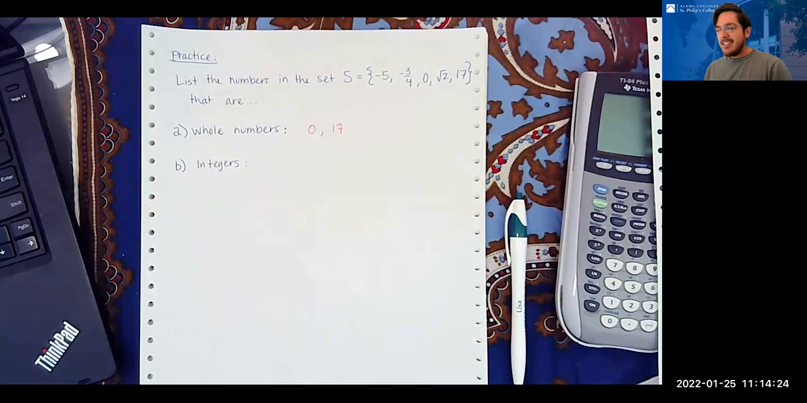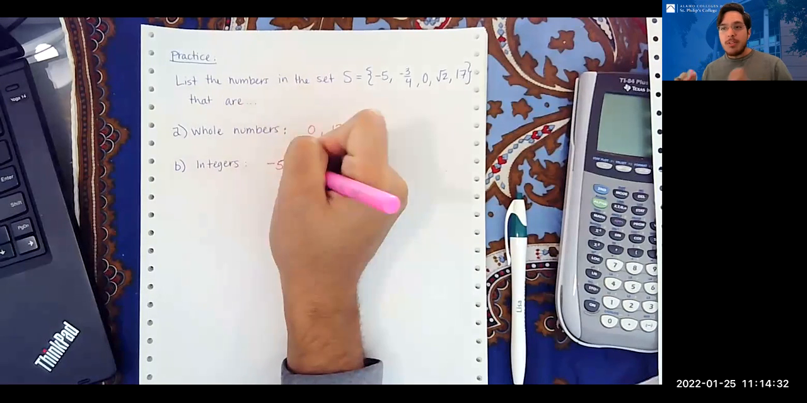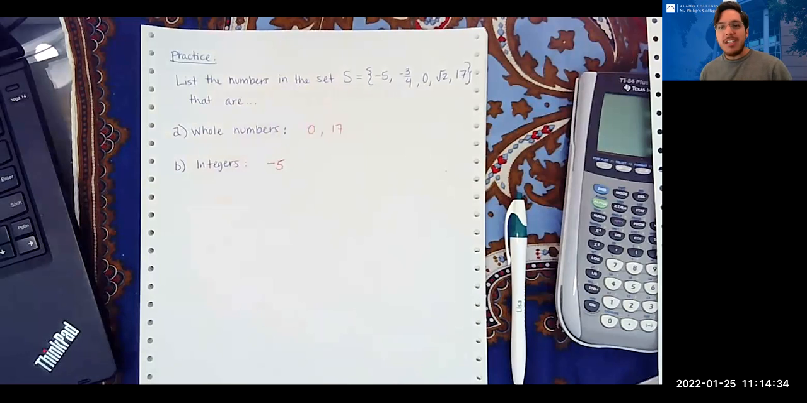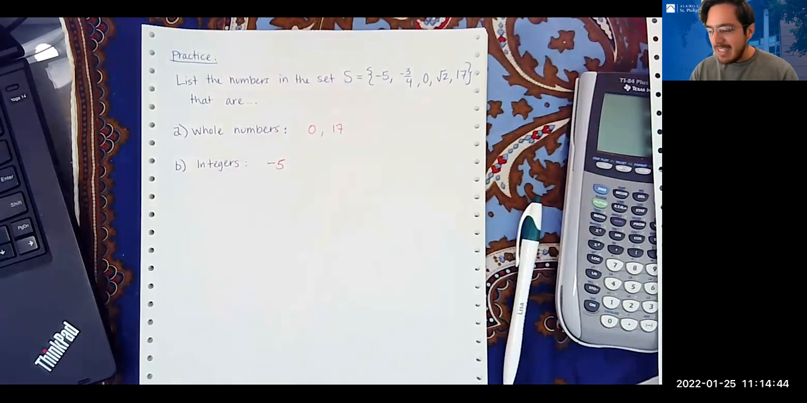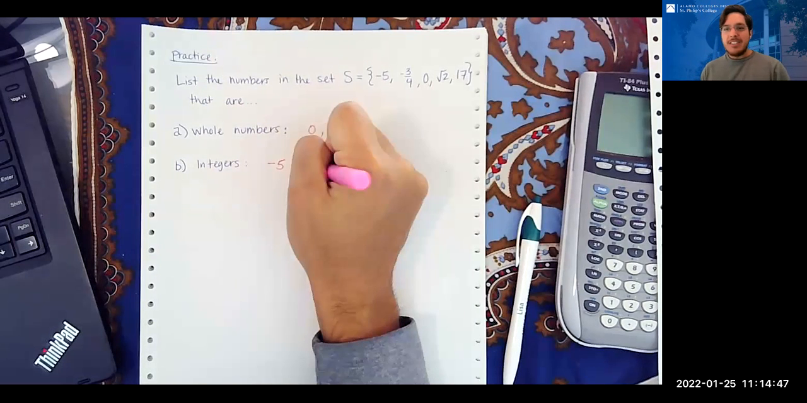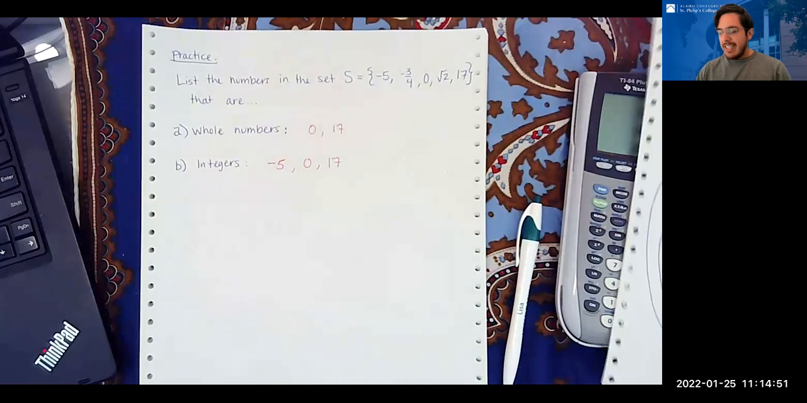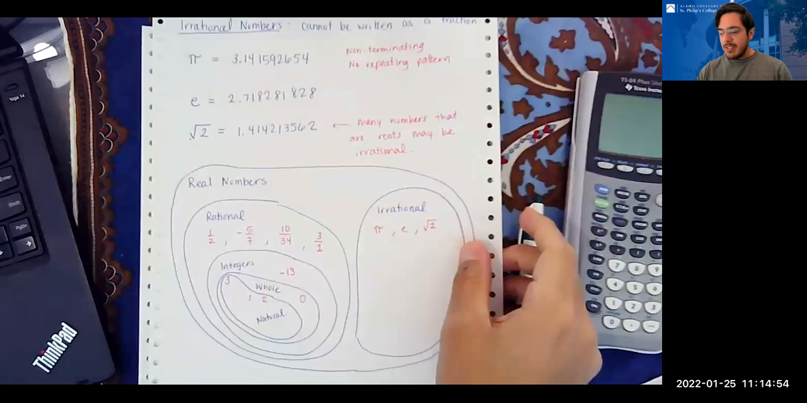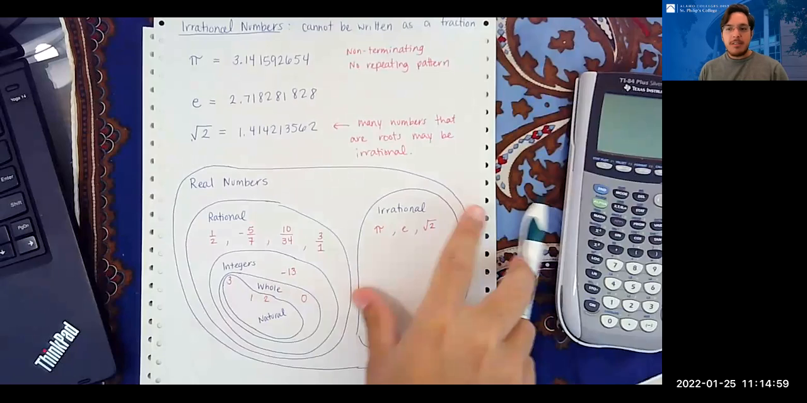It's -5. -5 is definitely an integer for sure, right? Because the negative integers are what look like whole numbers but have a negative sign. Those are considered integers for sure. Are there any other integers here? 0 and 17. Yeah, there we go. 0 and 17 are considered integers. Remember, we have to be thinking about this diagram here. And the integers contain all the whole numbers. So if we see whole numbers here, like 0 and 17, well, those are also integers.